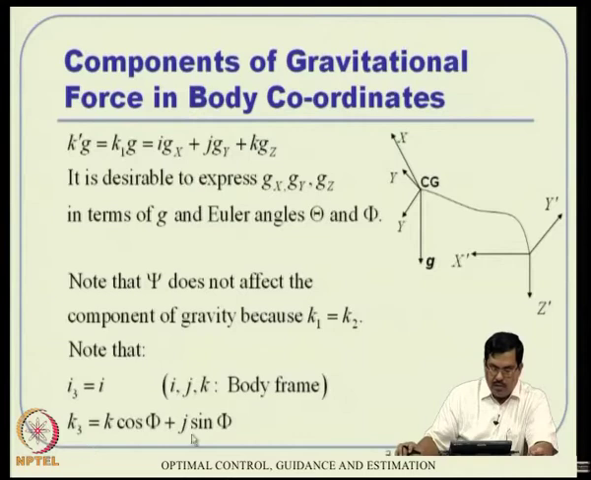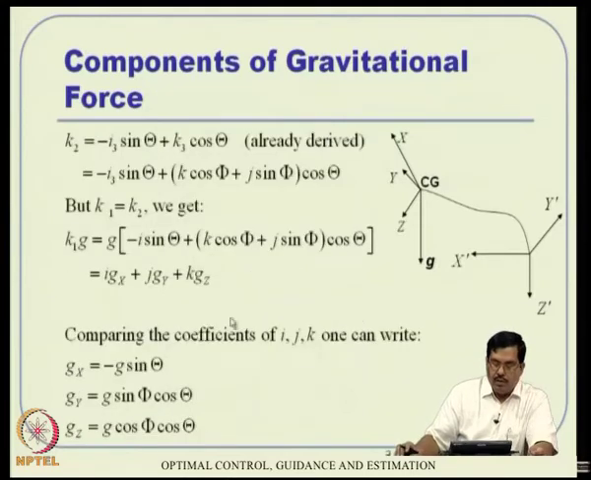So, phi is related to k and j, like that. If you do a proper bookkeeping, then k2 turns out to be something like that. However, k1 is equal to k2. So that means you can substitute this relationship, and then you see that k1g is essentially like that.